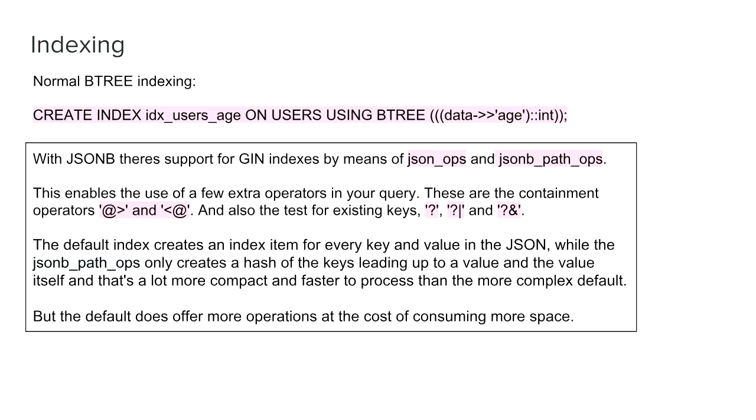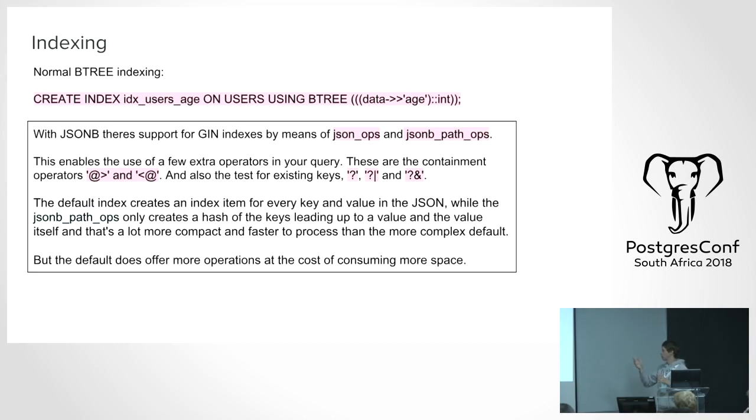So the default one creates an index item for every key and value in the JSON, while the JSONB path ops creates a hash of the keys leading up to a value, and the value itself, and that's a lot more compact and faster to process than the more complex default. The default does offer more operations at the cost of consuming more space. So with the default JSON ops, you can have a select query or a where with all five of those operators, both the containment operators, the left contained and right contained operators, and the existing operators. Does this key exist?